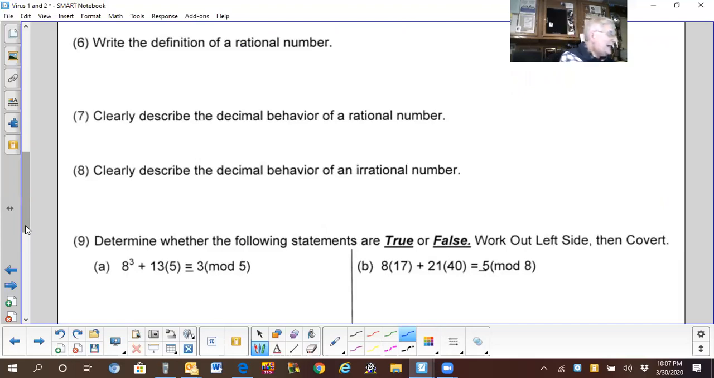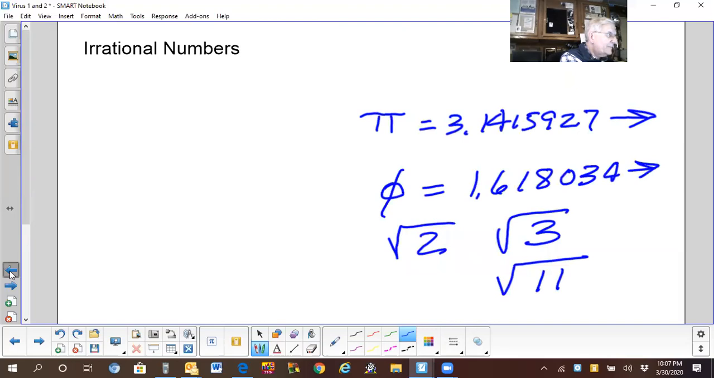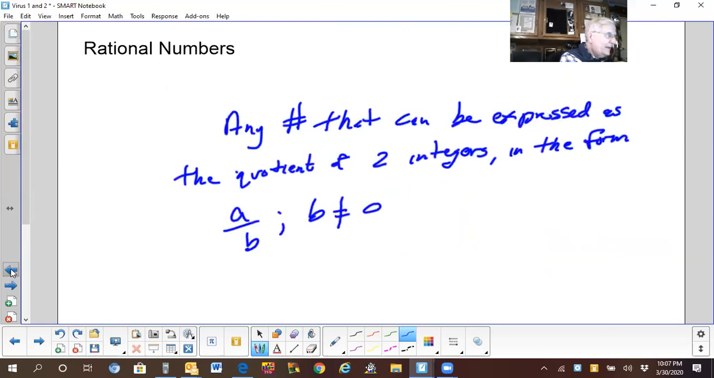Now, if we go back, I have that written right there. Unfortunately, you probably can't read it. But any number that can be expressed as the quotient of two integers in the form of a over b, b cannot be equal to 0. You know I'm going to ask you this on the quiz, right? So make sure you remember this so you will do well on the quiz.